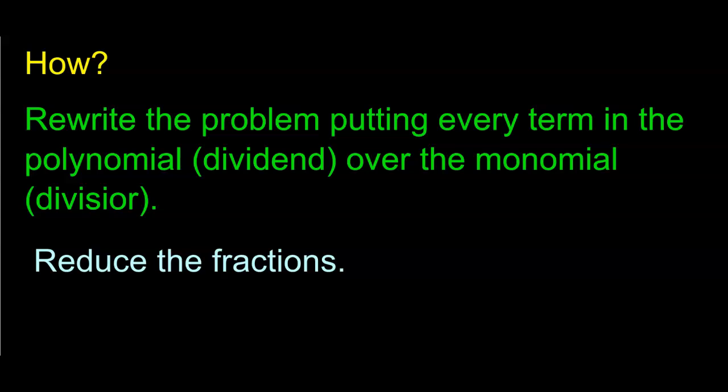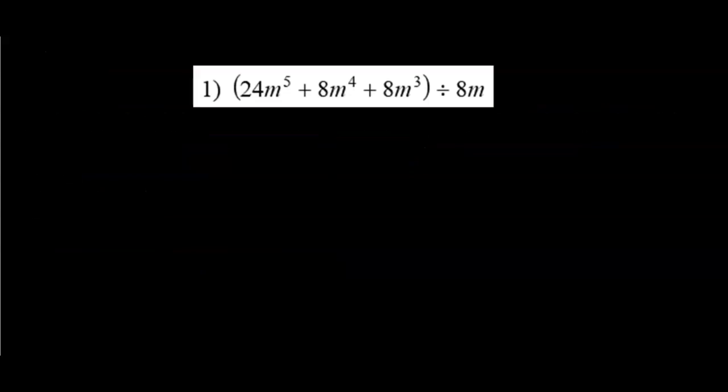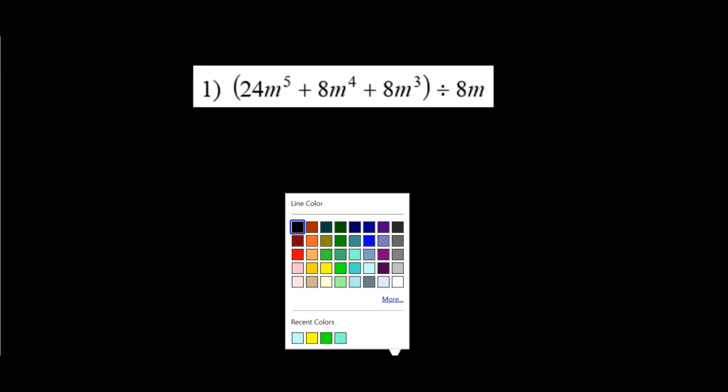Well, you're first going to rewrite your problem, and you're going to put every single term from your polynomial over the monomial. So your polynomial is your dividend, and then your monomial is your divisor. And then we're going to reduce our fractions, and that's going to be our answer. Here are a couple examples for you.